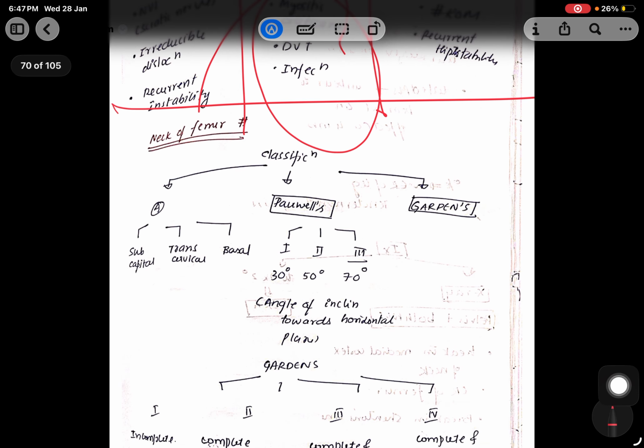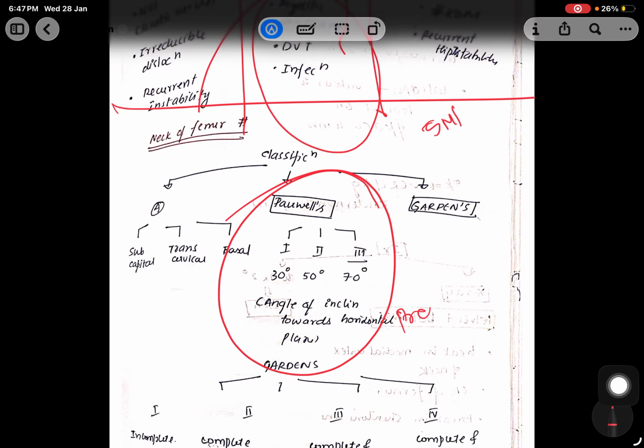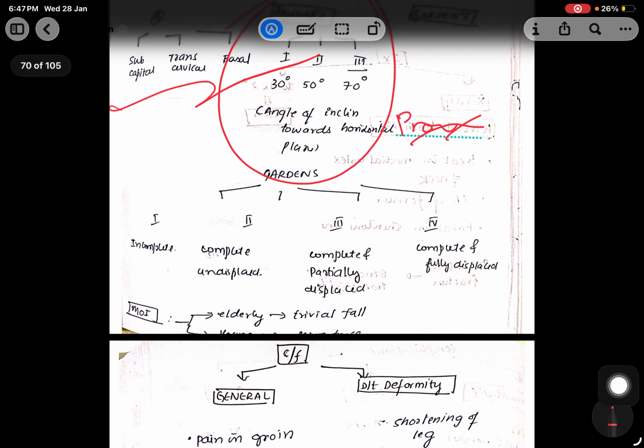Neck of femur fracture, yes, it's an important 5 marker. Possibly they can ask that for a 2 marker also, I'm not sure. So this is the classification. There are many classifications, but this is what we use for prognosis or planning treatment. This is just to know where it is happening. Okay. Then Garden's classification is just to know how it is getting displaced, whether it's complete or incomplete. Okay.